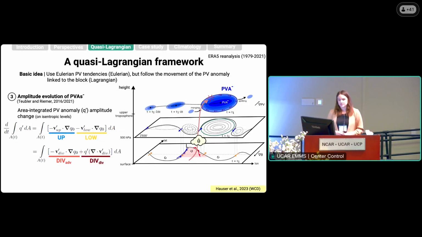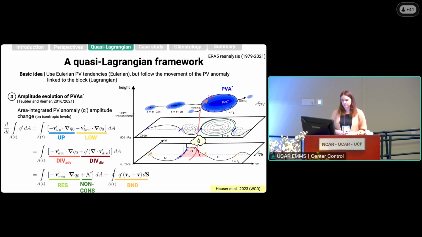Then in the next step, we look at the divergent term that consists of two parts. The first part is the advection term that describes the advection of the background field with the divergent wind field. And the second part describes the divergence of the divergent wind field. And this second part is often associated with warm conveyor belt outflow in the upper troposphere and its divergent outflow. We then also have a residual term that describes the advection with a residual wind field. We have the non-conservative part and also a boundary part that takes into account that these PV anomalies can also grow and shrink in size. So we have a change in area as well.